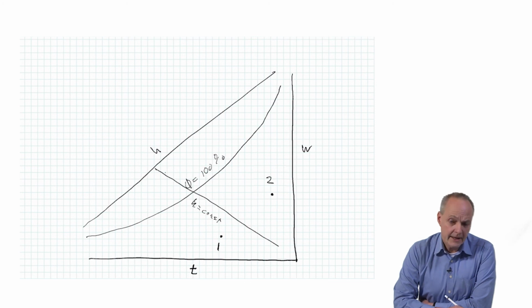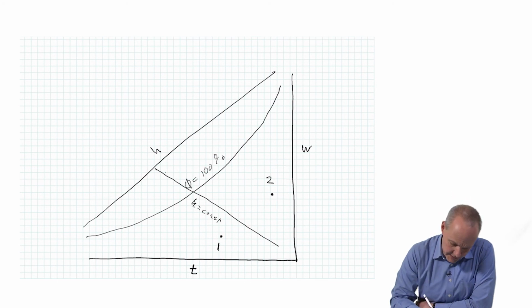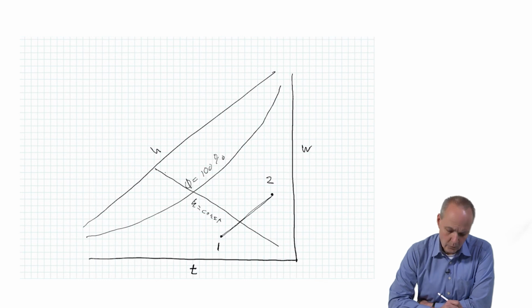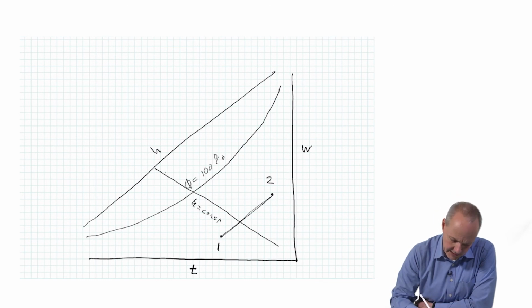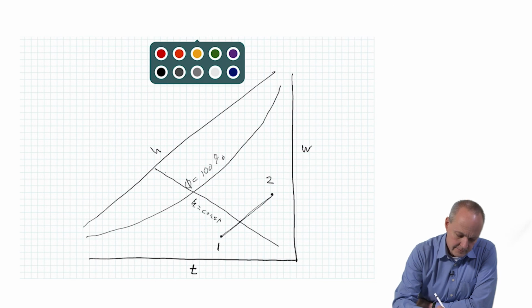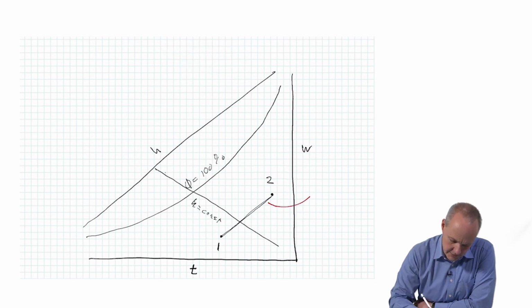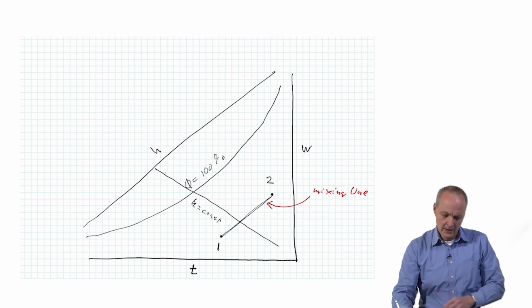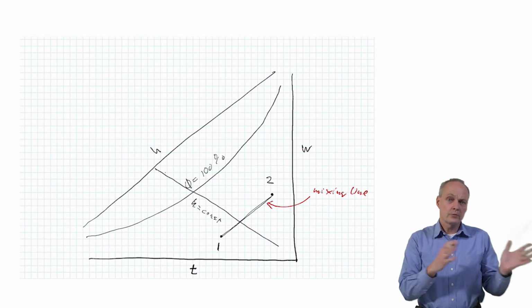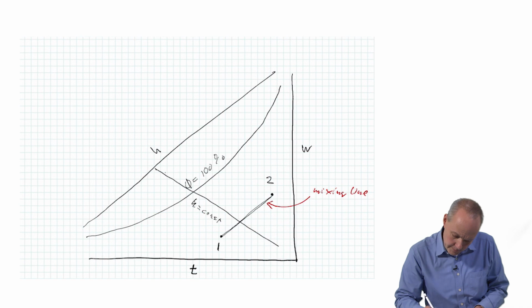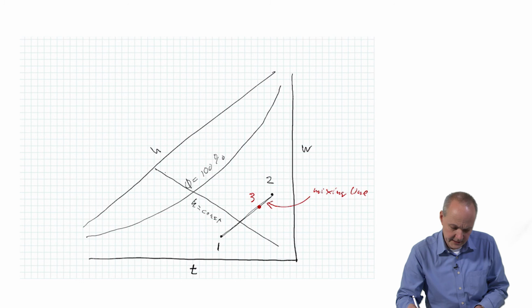So, after the mixing process, we know that all three states in this problem will lie on a straight line, and we call this line the mixing line. Okay, so this is the so-called mixing line. Your point 3 will be somewhere on this line, and I'll put it over here. So this is your state 3.